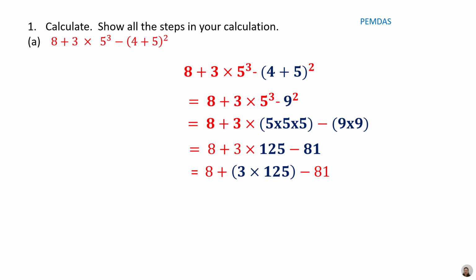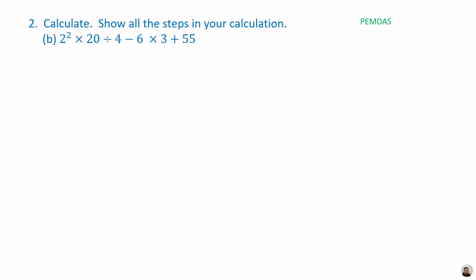Notice that I still wrote it in steps, and I wrote it in steps because we're doing so many different operations, we don't want to forget or mix it up. So it's just best to write it down. So 3 times 125 is 375. Then we're going to follow our left to right rule, and we say 8 plus 375 is 383. Subtract 81, and we're left with an answer of 302. What you can do is pause the video, write this down, understand it, and then move on to the next question that I'm going to give you.